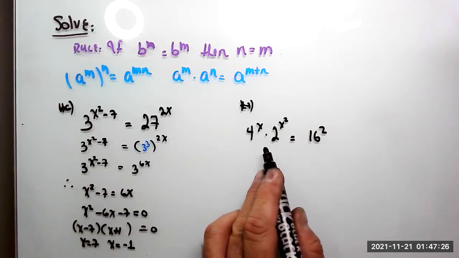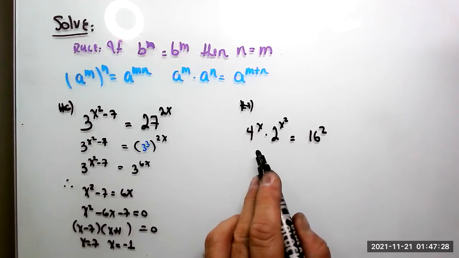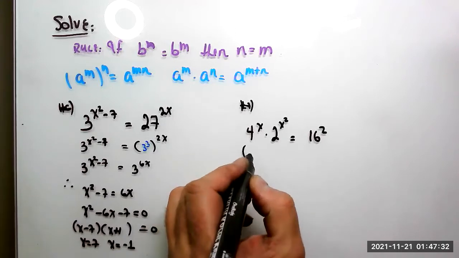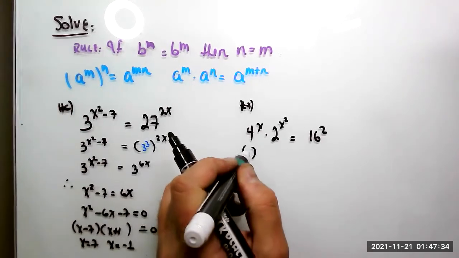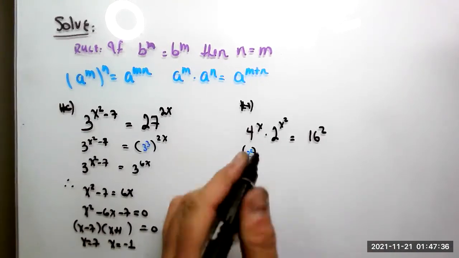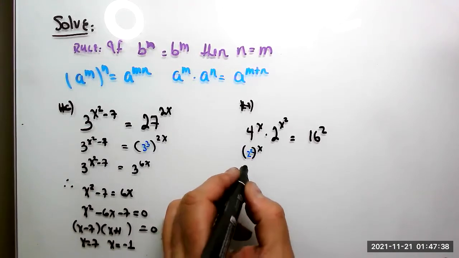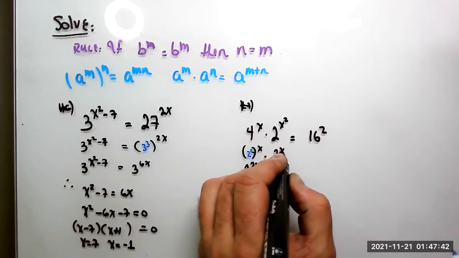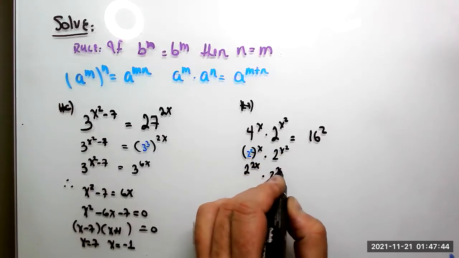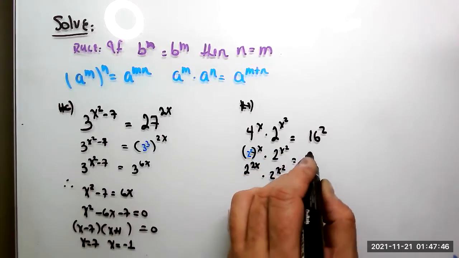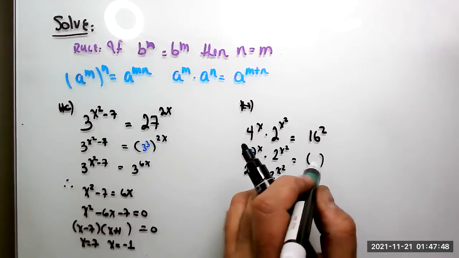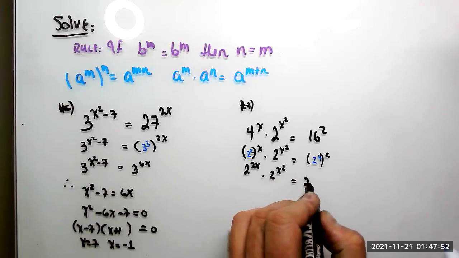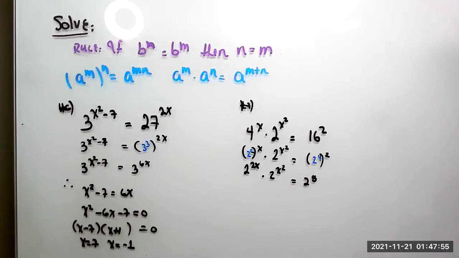Okay, so what do we have? Well, we need to find a common base. Perhaps a common base would be 2. So 4 is the same thing as 2 squared. So therefore we have 2 to the 2x times 2 to the x squared equals 16, which can be written as 2 to the 4, and that thing is to the 2. So this is the same thing as 2 to the 8.